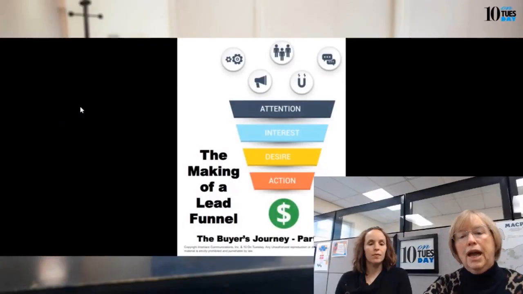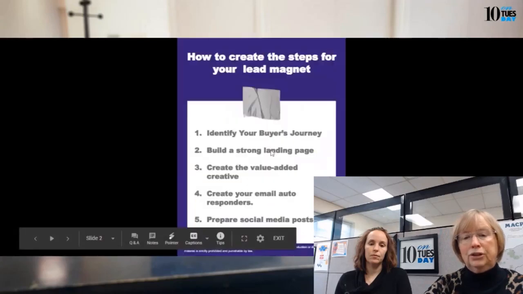So what you're looking at is the first page of it, where it talks about you catching the attention of a possible client. They then have an interest in working with you, a desire to work with you, and then they take action.